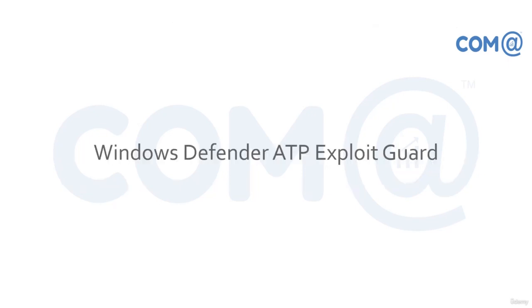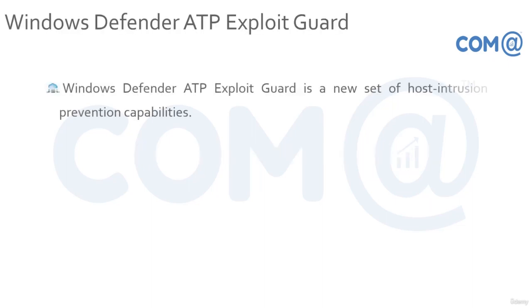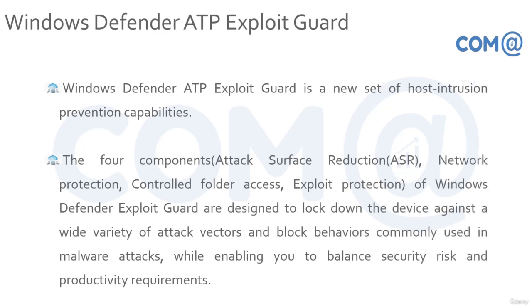And also we have Windows Defender ATP exploit guard. Basically, the Windows Defender ATP exploit guard is a new set of host intrusion prevention capabilities. The four important components included with the Windows Defender ATP exploit guard are attack surface reduction, network protection, controlled folder access, and exploit protection.